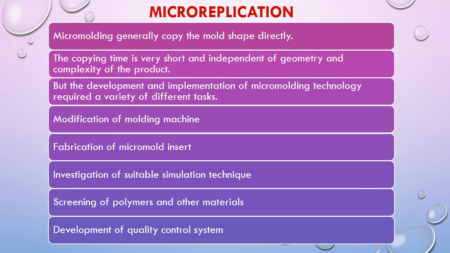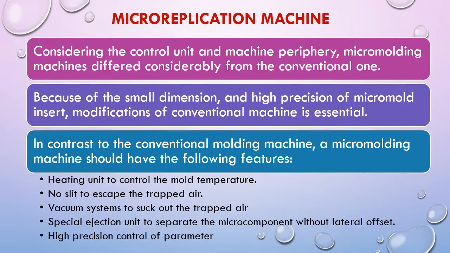For example, modification of mold machine, fabrication of micro mold insert, investigation of suitable simulation techniques, screening of polymer and other materials, and also development of quality control system. Considering the quality of the product that needs to be created by micro molding, we cannot avoid doing the modification from the conventional one. Because of the small dimension and high precision of the micro mold insert, modification of the conventional machine is essential.